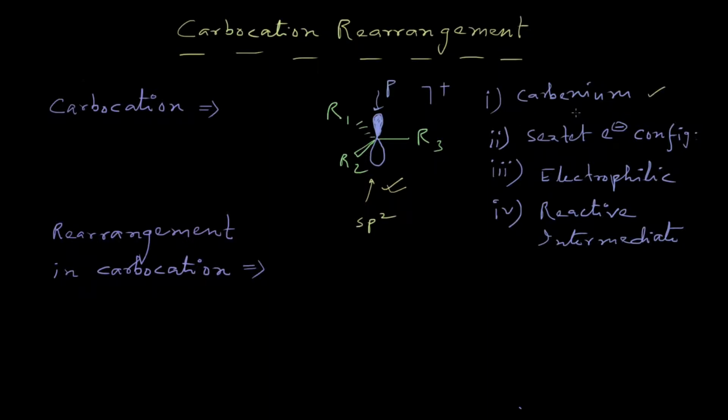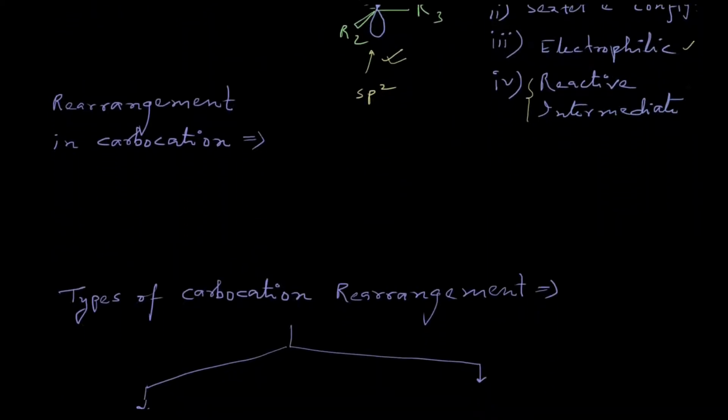which makes it a carbonium ion, not a carbonium ion. And why carbonium? Because it has a sextet electronic configuration in the outermost shell, so that's why it is highly electron deficient in nature, which makes it a very good electrophile. And all these factors make carbocation a highly reactive intermediate, which we will encounter in several organic reactions later.